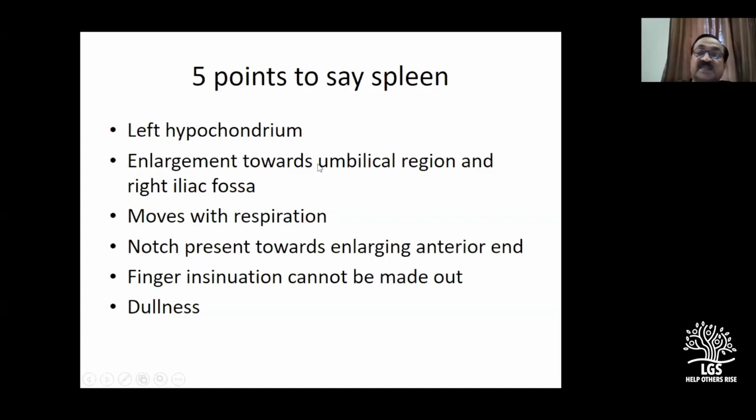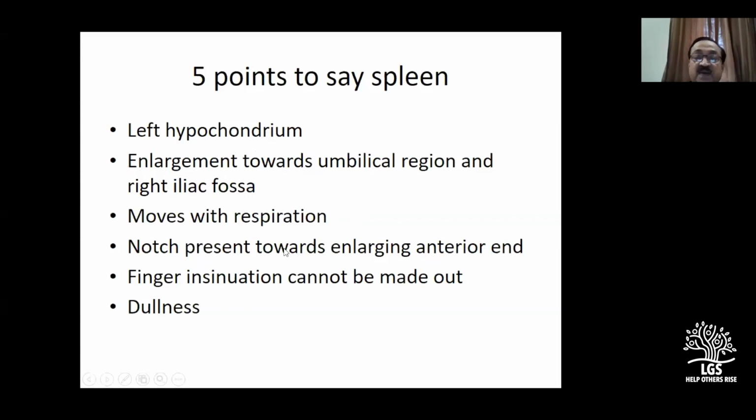All right. Yes, enlargement is towards the umbilical region or right iliac fossa. Spleen moves very, very freely with respiration. All of you know the typical 1, 3, 5, 7, 9, 11, the formula for the spleen, I think you know. It is under cover of the ribs. So obviously it is coming towards the right iliac fossa.